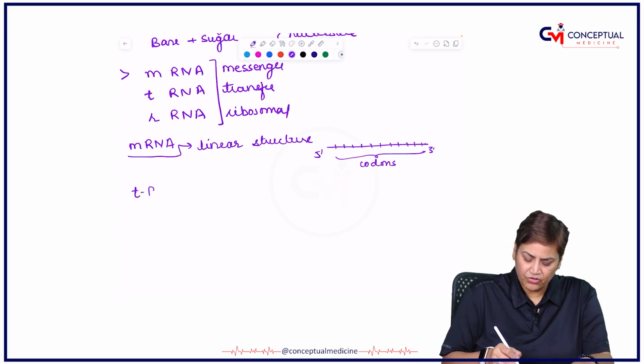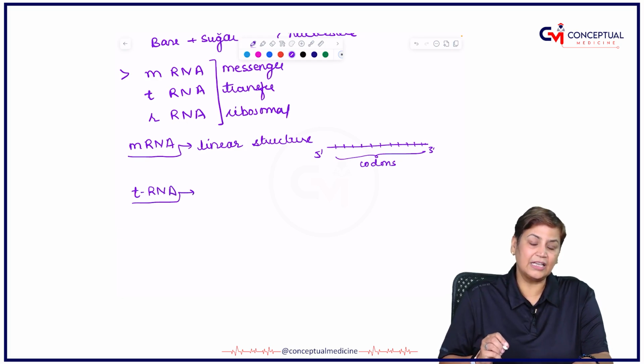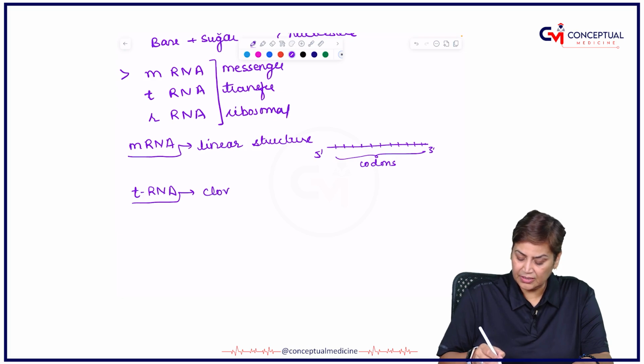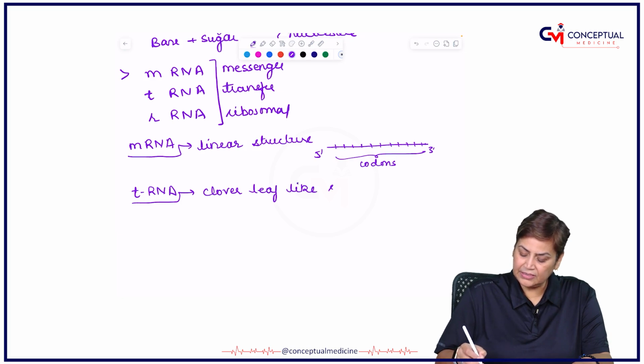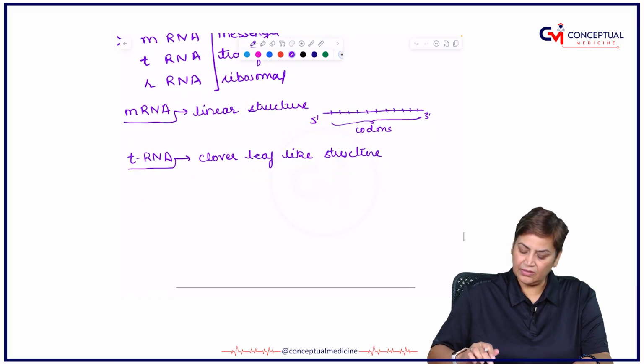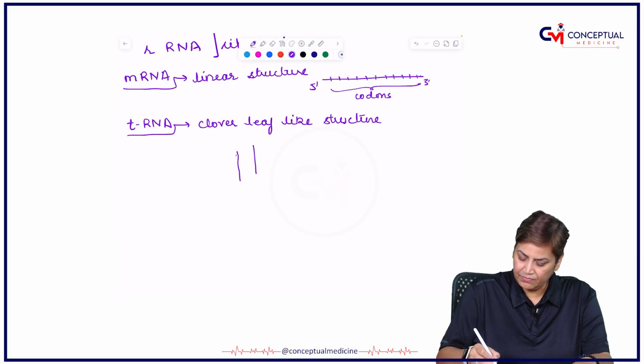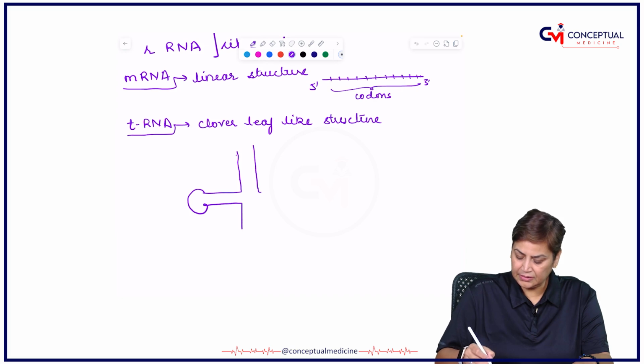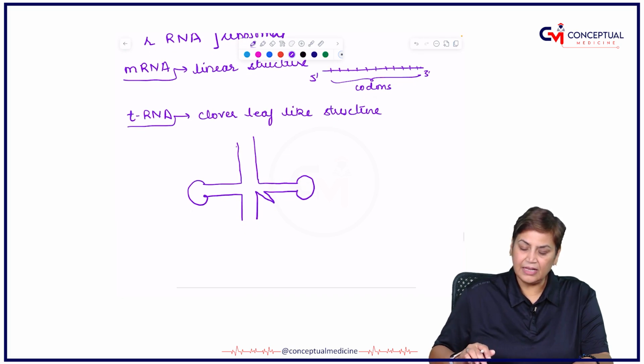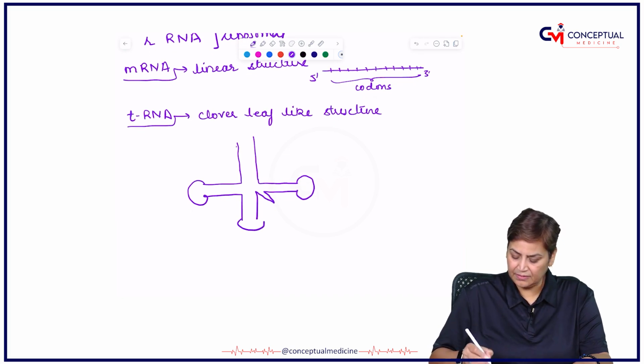Then we come over to transfer RNA. Transfer RNA has a clover leaf-like structure. It has this type of structure, with 5 prime and 3 prime ends, like this. A labile arm is there, and that is why it is called clover leaf.